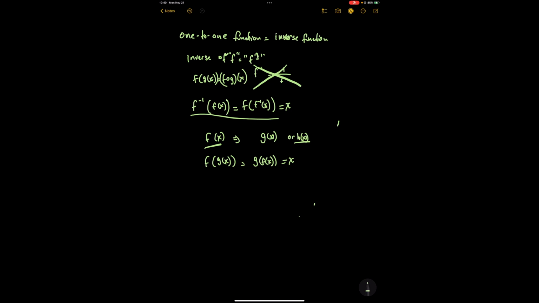So to check for inverses, basically you put each one into the other one. You first put g of x inside of f, and then you put f of x inside of g to see if you get the same result. If you get the same result, then they are both inverses of each other.